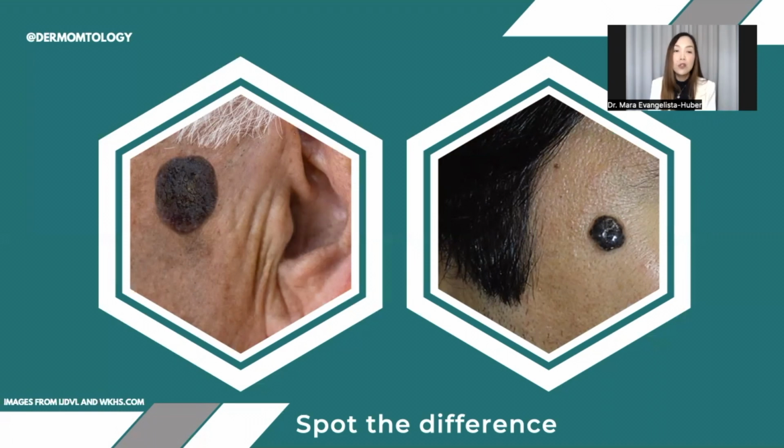So next we have here two similar looking lesions. They're both located in a similar location. They both are hyperpigmented, or they have a dark color. They're roundish in shape, but the left lesion is benign. This is a seborrheic keratosis. However, on the right side, this photo is of a skin cancer, specifically basal cell carcinoma.